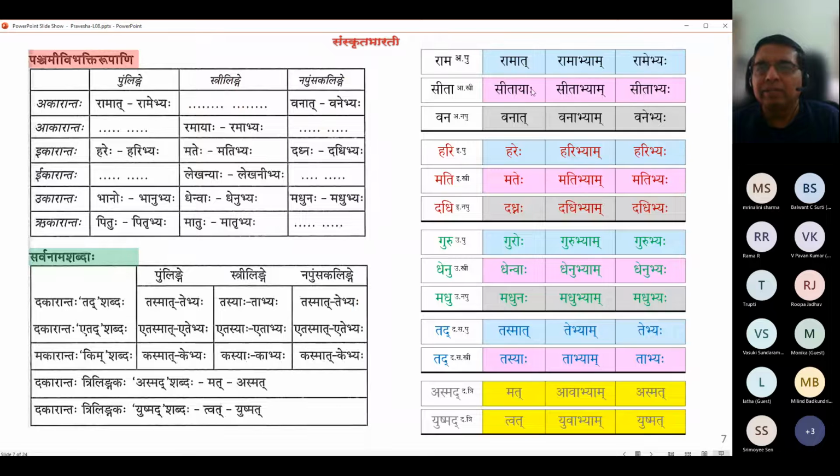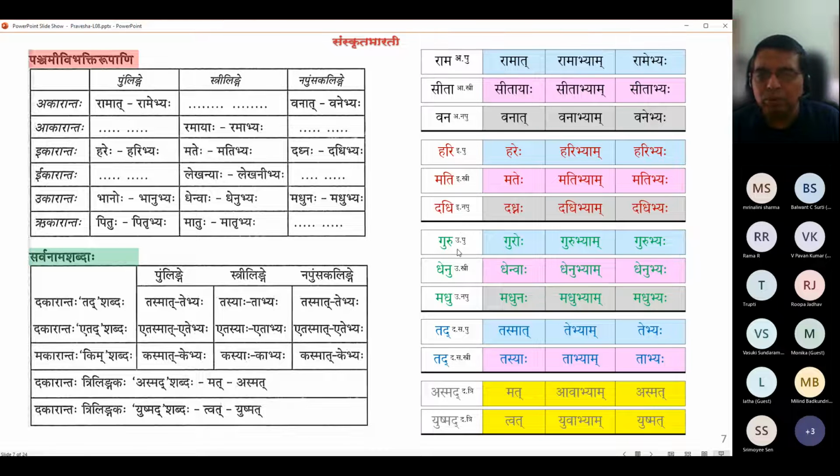So Sitayah, Sitabhyam, Sitabhyah. Similarly, Napumsakalinga: Vanat, Vanabhyam, Vanebhyah, no difference from Akarantan Pullinga. Then Ikarantas: Harehe, Haribhyam, Haribhyah. Matehe, Matibhyam, Matibhyah in Strilinga. Dadnah, Dadibhyam, Dadibhyah. So Dadnaha is a variation, but other than that, there is some similarity even in Pullinga and in Strilinga.